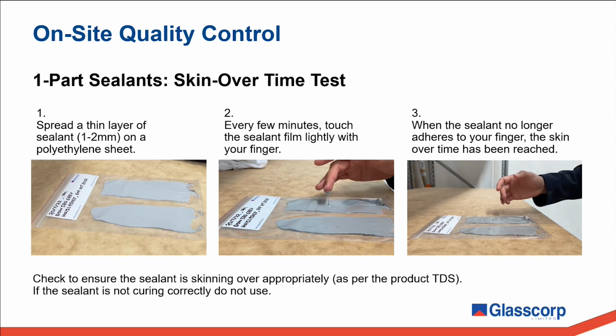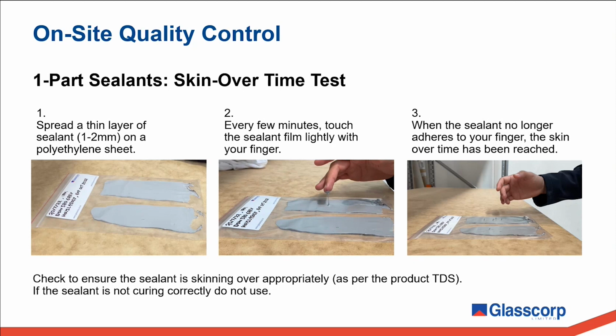So check to ensure the sealant is skinning over appropriately according to the working time in the TDS. If the time taken for the sealant to skin over is excessively long, that may indicate that the sealant is outside of its shelf life or that it's been stored at an excessively high temperature. Remember, the skin over time will vary with temperature and humidity. So when the temperature and humidity are higher, the sealant will tend to skin over and cure faster.